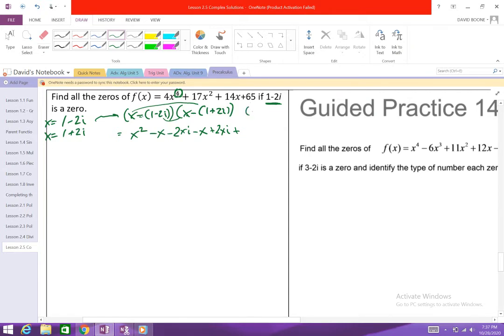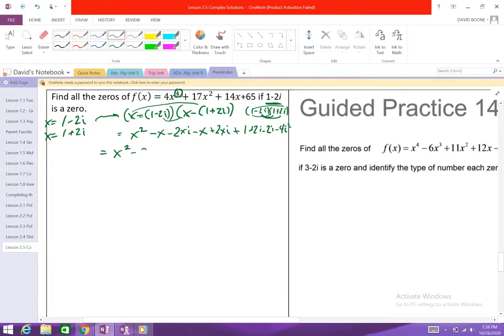And then 1 minus 2i times 1 plus 2i. If you do that out to the side here, that's 1 minus 2i times 1 plus 2i. That'd be 1 when I multiply the firsts. Outsides would be 2i. The insides would be minus 2i. And the last would be minus 2i times 2i, which would be minus 4i squared.